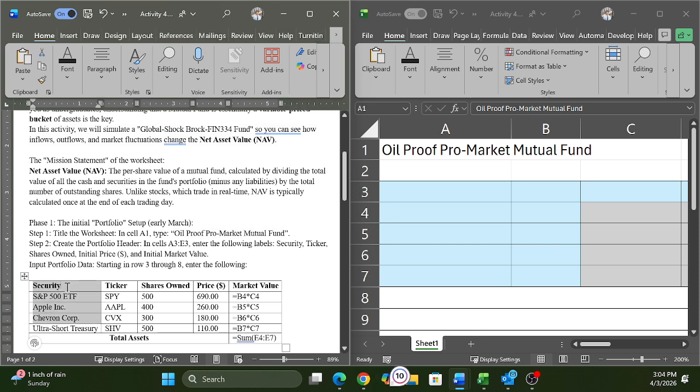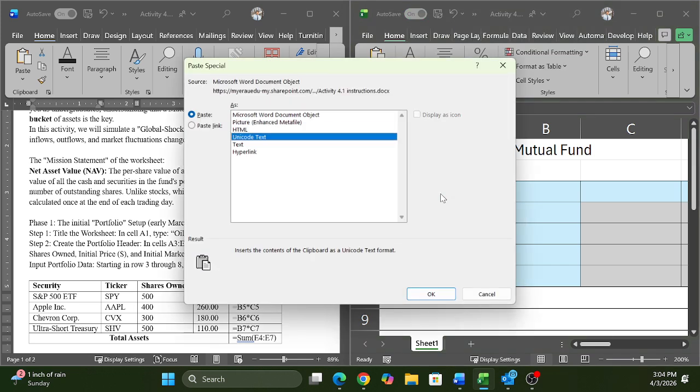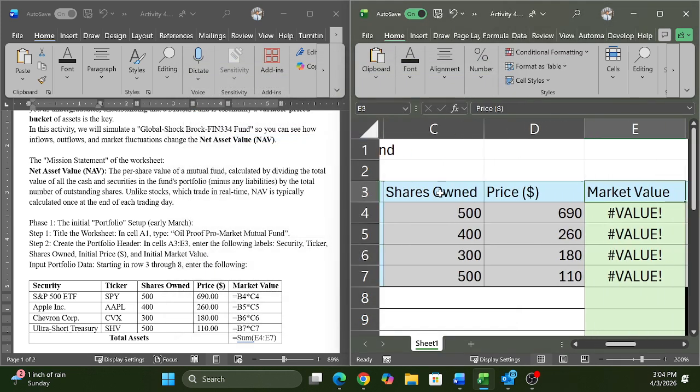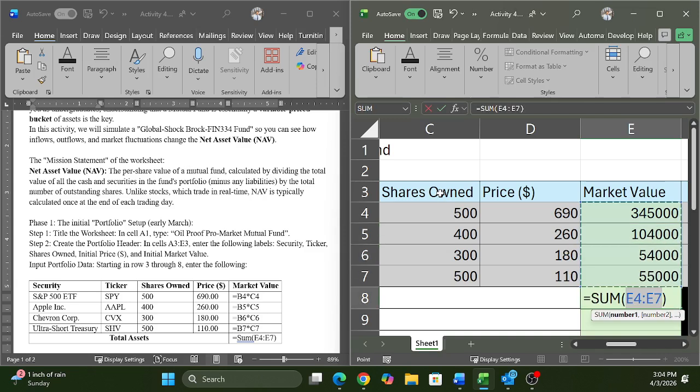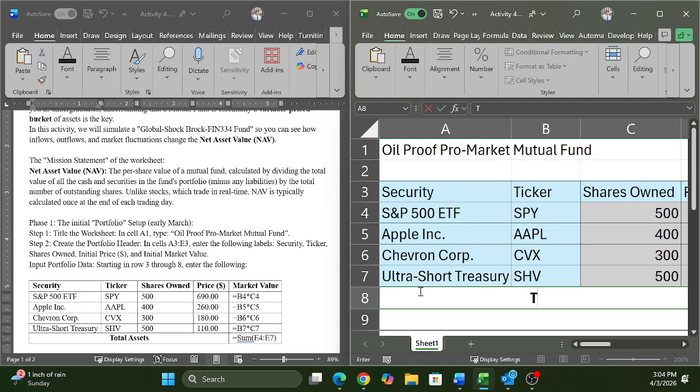things. So essentially what I'm doing is I'm just going to copy this and paste it onto here as Unicode text. So now we have this Unicode text and the market values are off because it should be C4 times D4 and not D4 times C4. So C4 times D4, and then Control D, Control D, Control D, Alt equals, adds it up, which is basically what is being asked of us. So we have to label this as total assets.